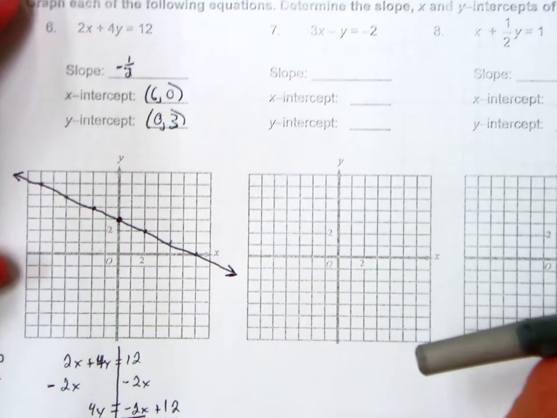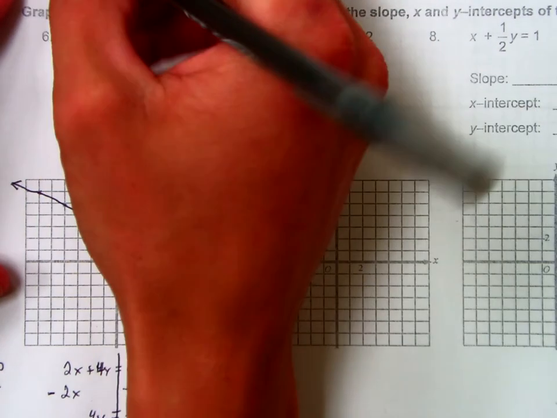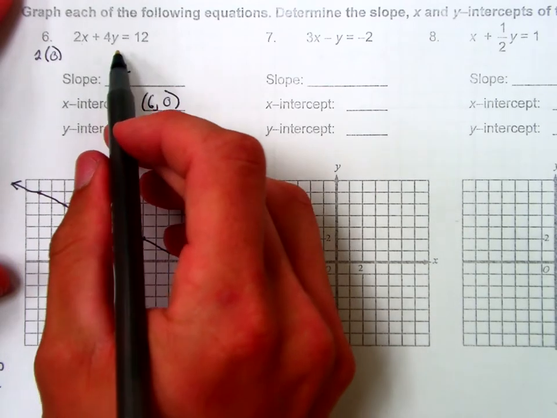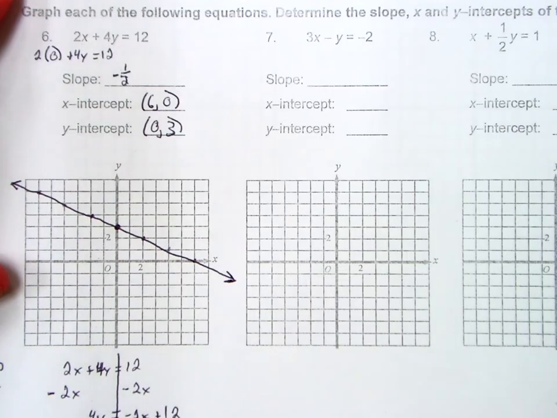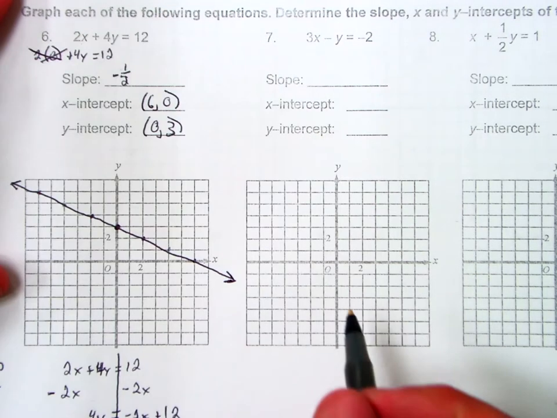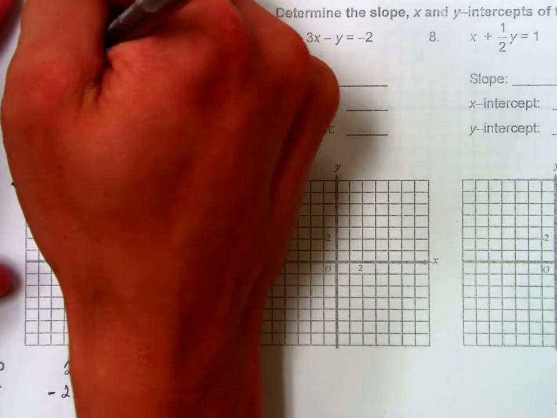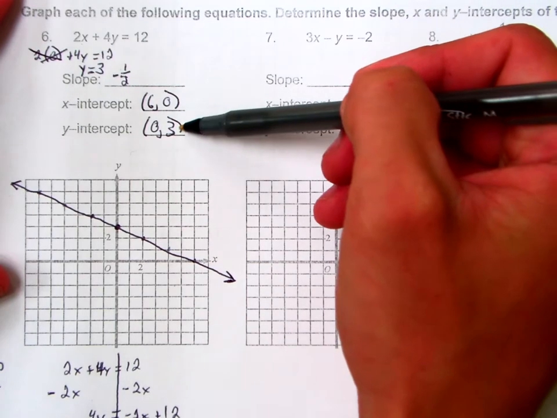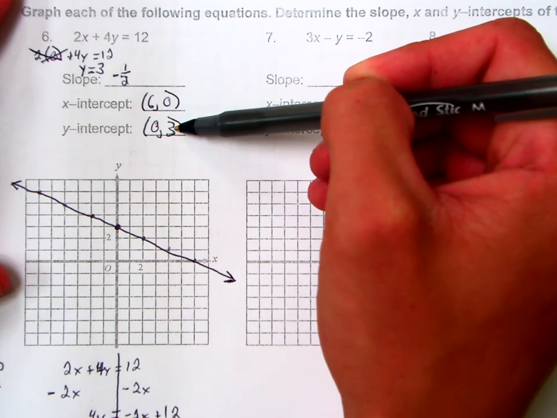So if I look at my equation and I plug 0 in for x, I'm going to end up having 2 times 0 plus 4y equals 12. Well, 2 times 0 is 0, so that's gone. I've got 4y equals 12, so I need to divide by 4 on each side to solve for y. And when I do that, I find y equals 3 when x equals 0. And sure enough, that's what I have for my y-intercept. So when I plug 0 in for x, I find my y-intercept.